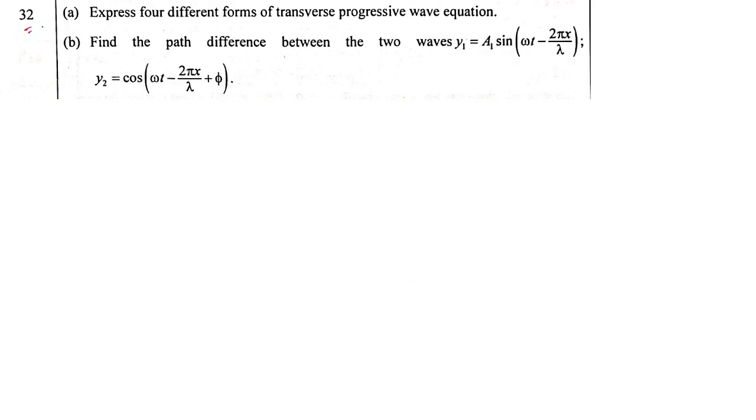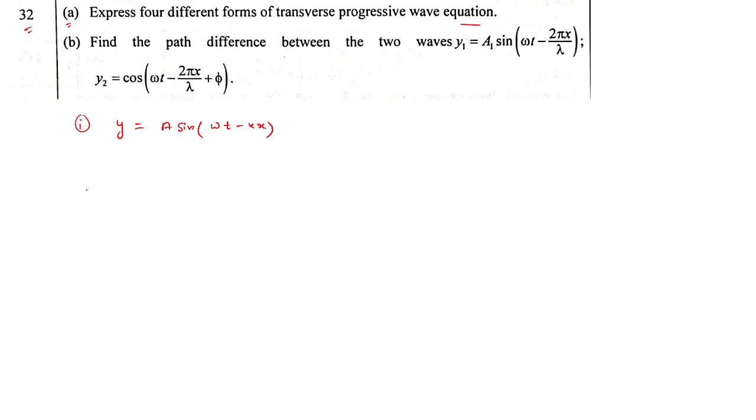Question number 32. A. Express four different forms of transverse progressive wave equation. Okay, so you have to write down the four different forms of transverse progressive wave equation. First of all, always remember that y = a sin(kx − ωt) or a sin(ωt − kx). This represents a transverse progressive wave, correct? So it is one of our forms.